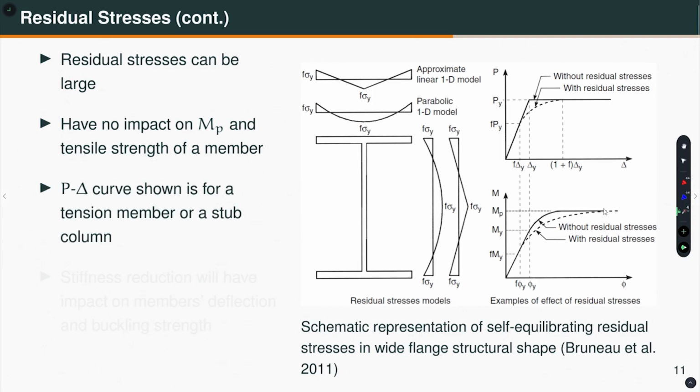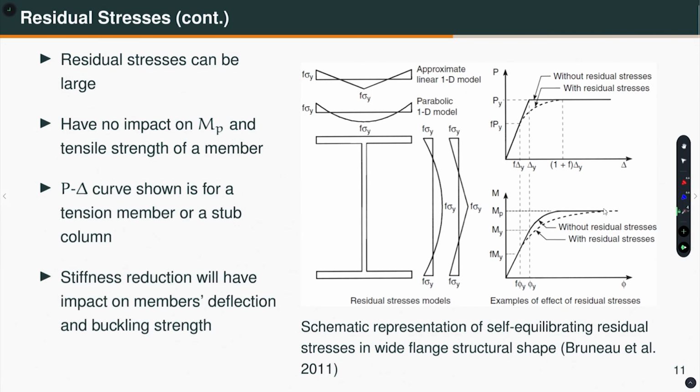So, this is what I tried to write here, that this has no impact on Mp or on the tensile strength of a member, and this curve that I have shown is valid for axial tension or for a compression member which is a stub column. That means the slenderness effect is not coming into picture, and as I said, stiffness reduction will have an impact on the member's deflection and the buckling strength.